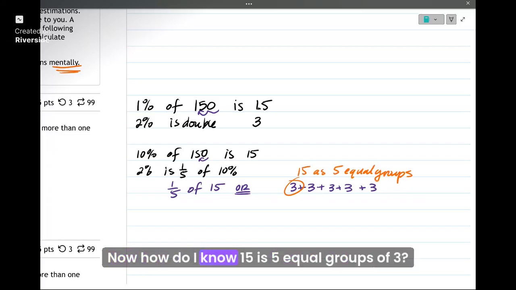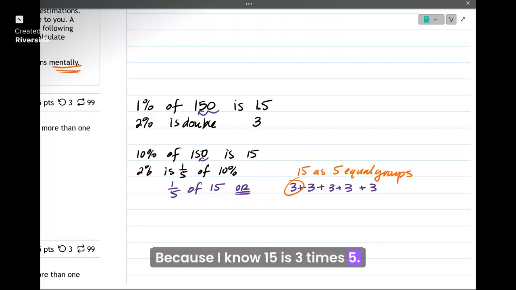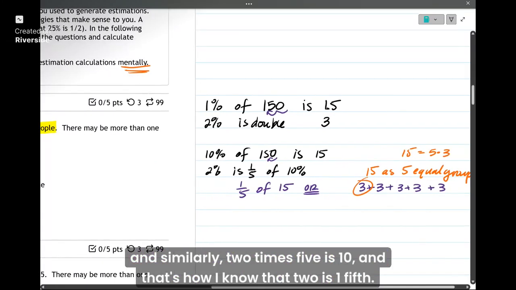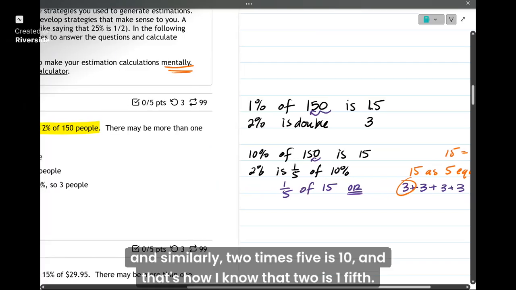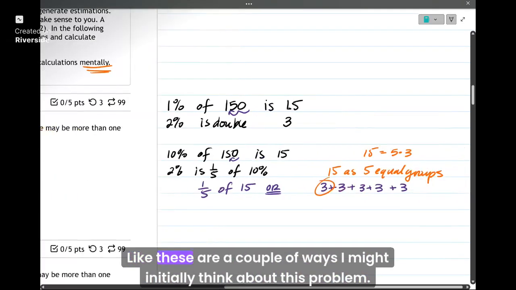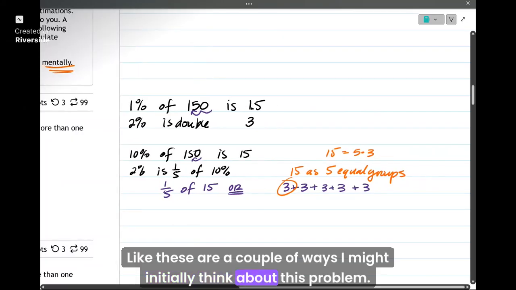Now, how do I know 15 is 5 equal groups of 3? Because I know 15 is 3 times 5. And so that's 5 groups of 3. So, similarly, 2 times 5 is 10, and that's how I know that 2 is 1/5. These are a couple of ways I might initially think about this problem.